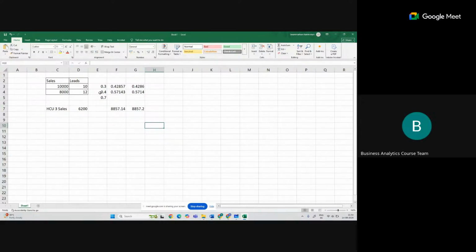Instead of finding... okay, that's a good idea. We can do that, right? Instead of rounding it off here, we will do 3 by 7 into 10,000 and 4 by 7 into 8,000, right? That should be the correct way of doing it. Correct, man. I agree with you.